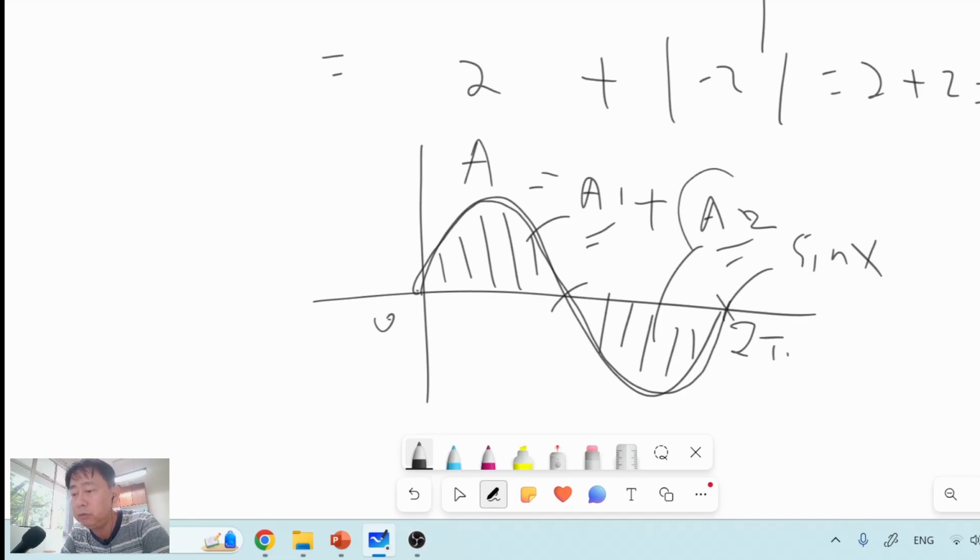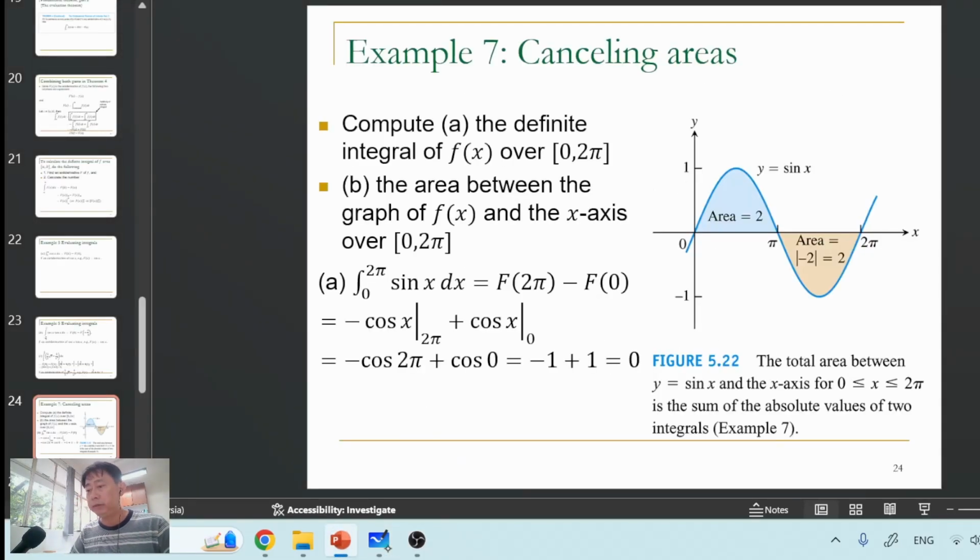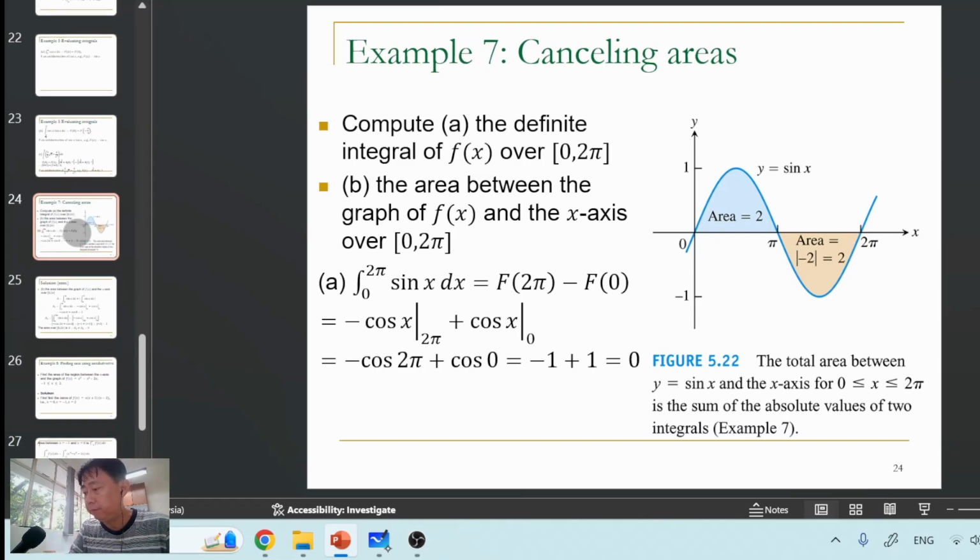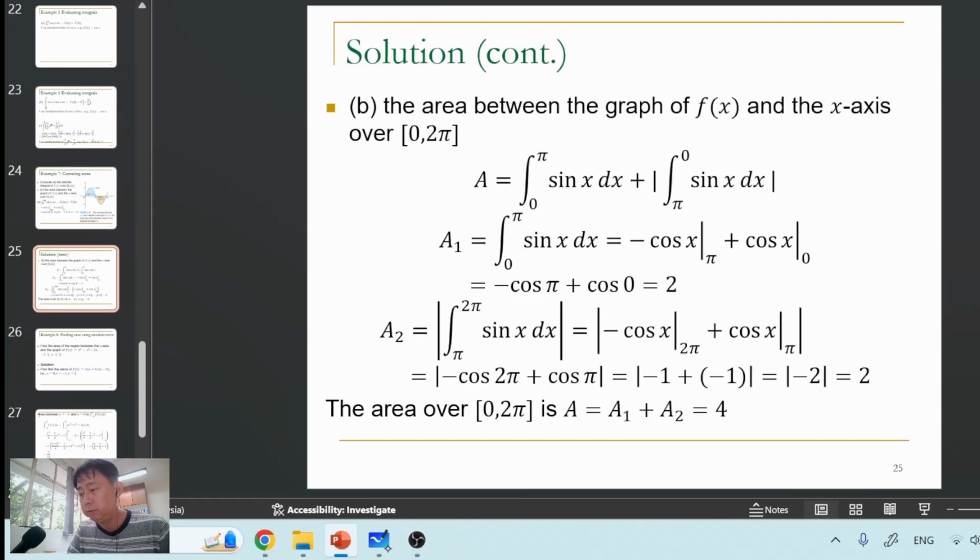The important thing to note is that to calculate the area of A2, when you perform the integration from pi to 2 pi, you have to reverse the sign of the definite integral. So that is how the calculation for example 7 proceeds. Mind you, here is the solution to example 7.